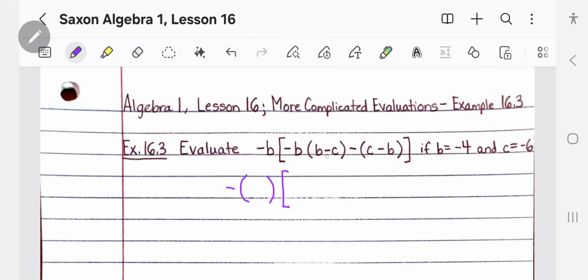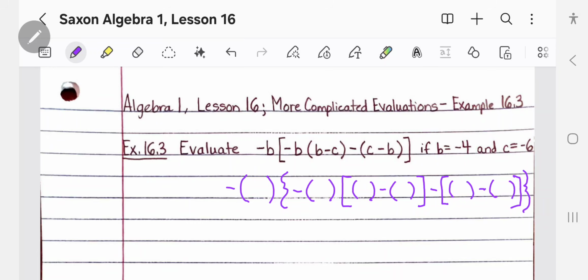Now these brackets, I'm going to have some brackets on the inside, so I'm going to upgrade those to braces. And then I've got a minus here. I'm going to upgrade those to brackets because I'm going to have these parentheses inside of them. And then the end of the brace there.